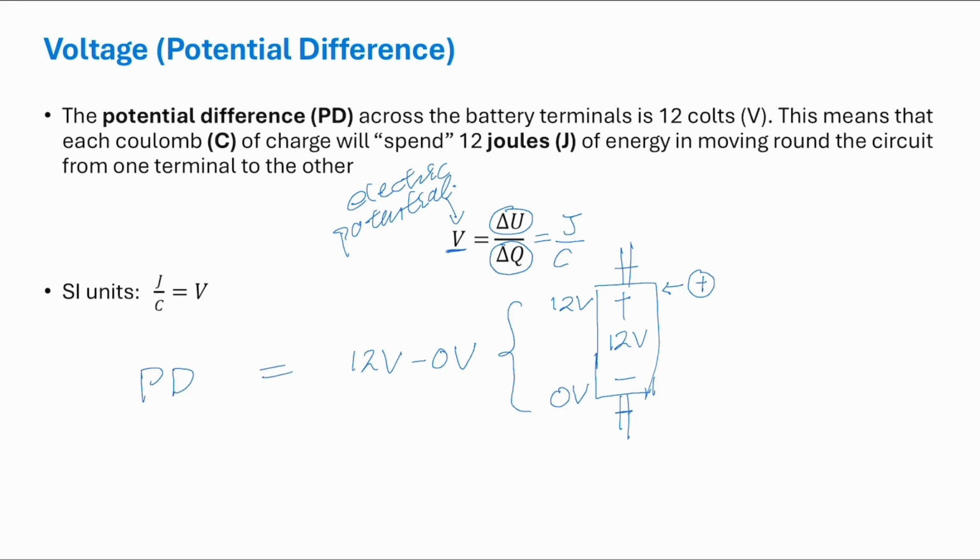It means this is the difference between the 2 points. We have the different electric potential. So again, this is in V. And in this case it is 12 volt.